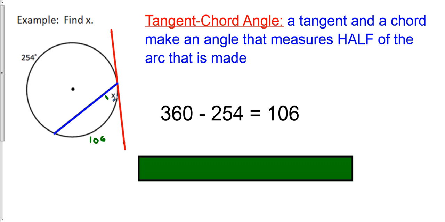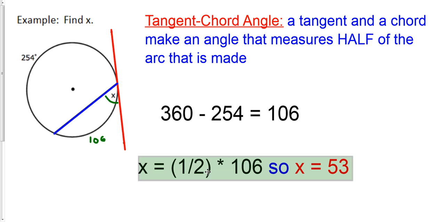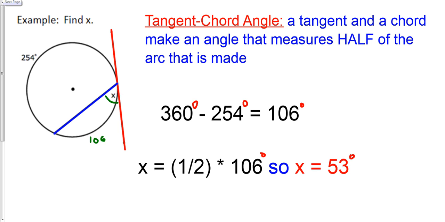Now to find this angle x, it's going to be half of that arc. So half of 106 is 53. So this angle x is going to be 53 degrees. Again, if it helps, remember it's a degree symbol. In fact, all of these are degrees, 360 degrees, 106 degrees. This angle x is 53 degrees because this arc measure is 106 degrees.